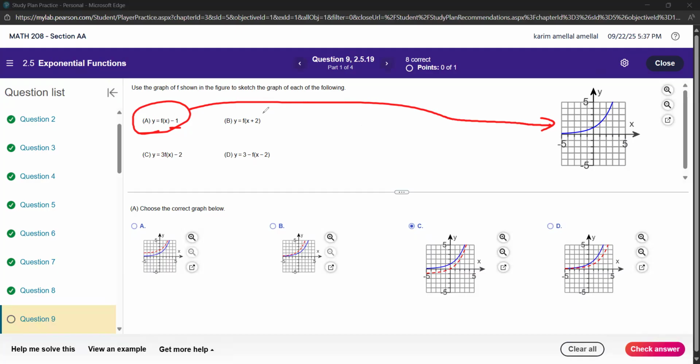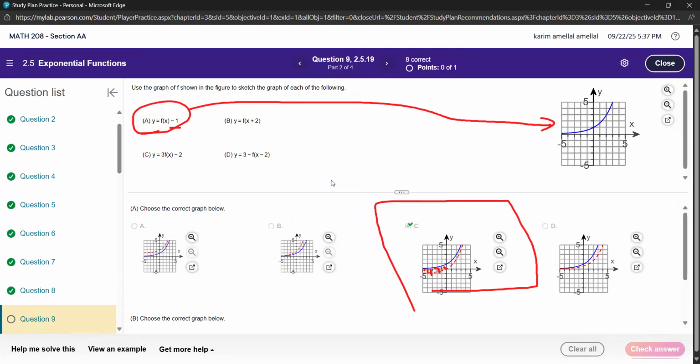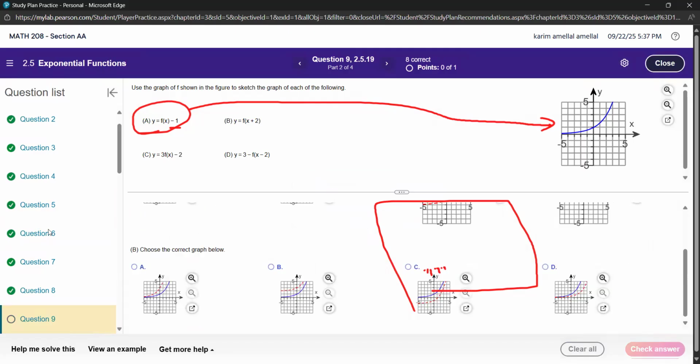So the most appropriate one is C. Each point here was shifted 1 unit down from blue to red. Okay, the red is the transformed one. Okay, next.